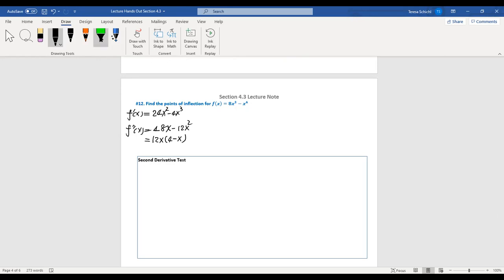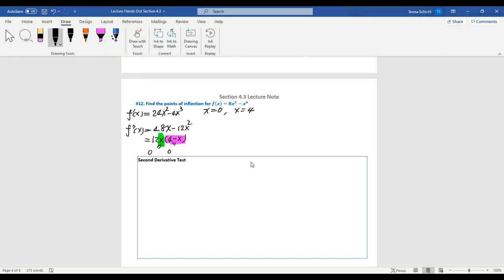Then just like we said, we set it equal to 0 and find those here. So 12x is equal to 0, and 4 minus x is equal to 0. So x equals 0 and x equals 4.